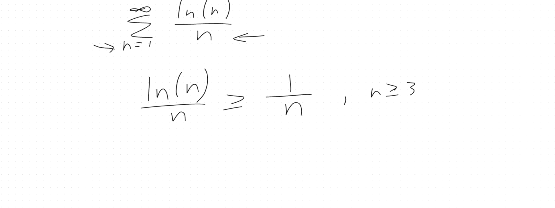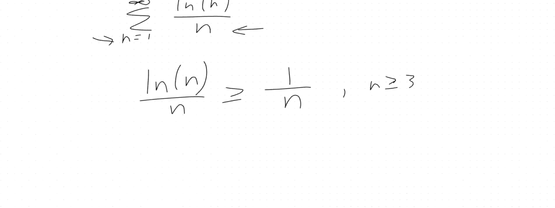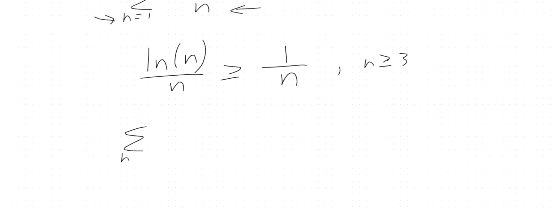So the summation for n equals 1 to infinity of 1 over n will diverge. And there's two ways of thinking of this. One, you could cite that it is the harmonic series.